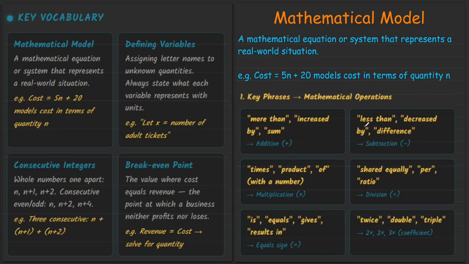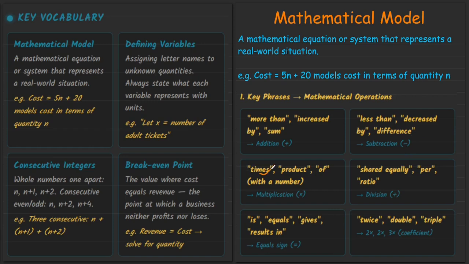Then secondly, we have less than, decreased by, and then difference. All these are used to show subtraction. So if I say x less than 2, then it simply means you are reducing x by 2. If I say the difference of 2 and 3, then it's going to be 3 minus 2. You see, all these are used to show subtraction.